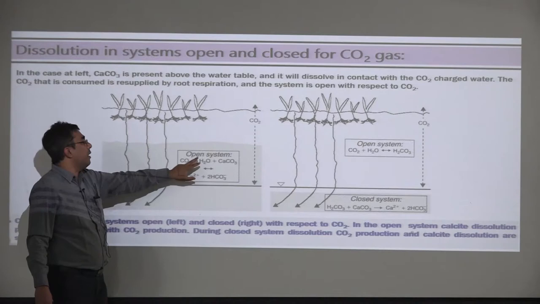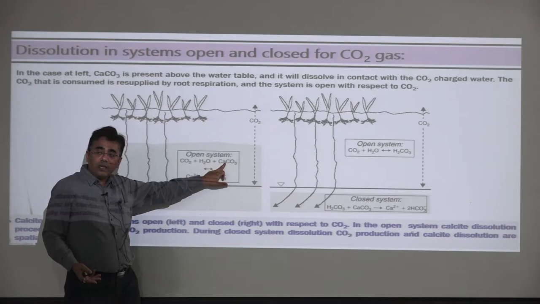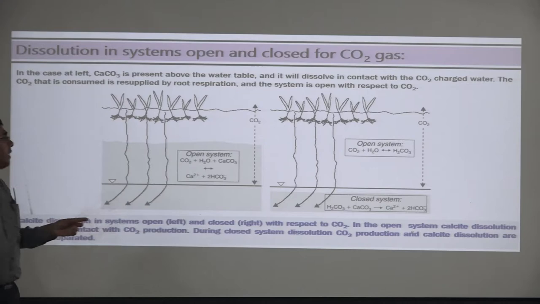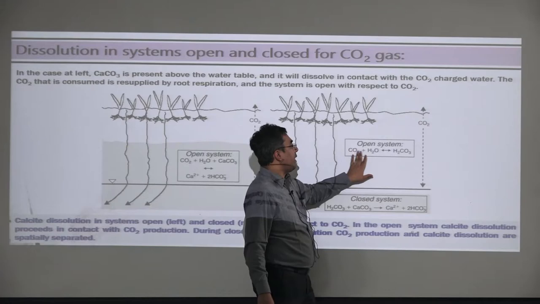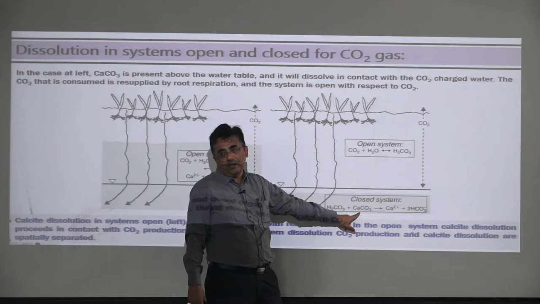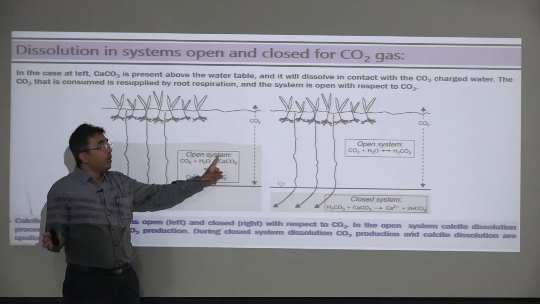So here in the open system, the CaCO3 dissolution occurs simultaneously. CO2 dissolves into H2O, and it breaks down the CaCO3, calcium carbonate. So calcium carbonate is broken down, and calcium ion and H2CO3 are released into the water. But in a closed system, sometimes there can be only the H2CO3 and this reaction. First H2CO3 will be formed, and that H2CO3 will break down the CaCO3. So my point here is that in this equation, weathering of CaCO3, breaking down of CaCO3, has consumed CO2.